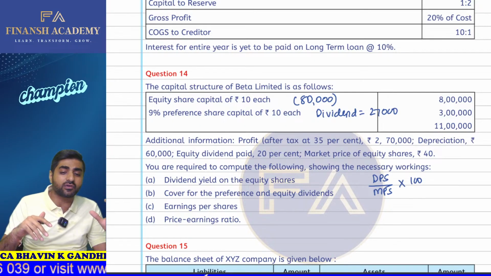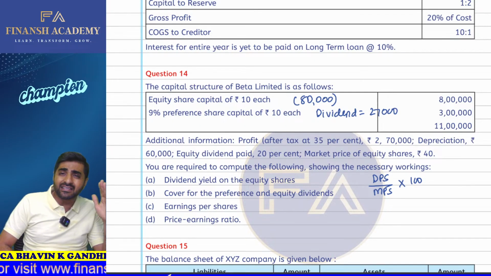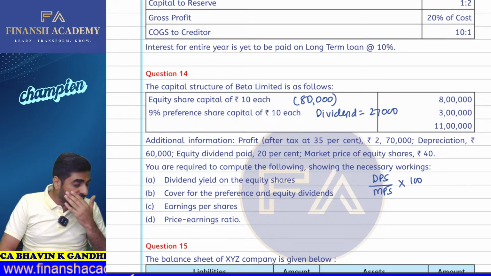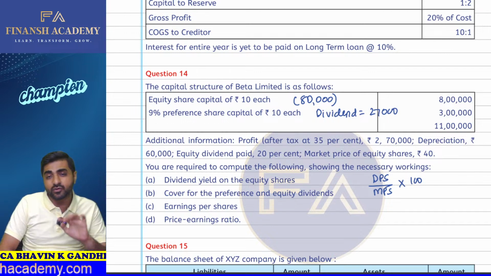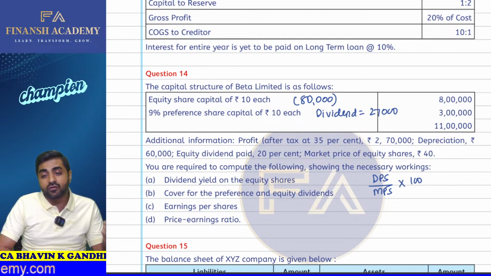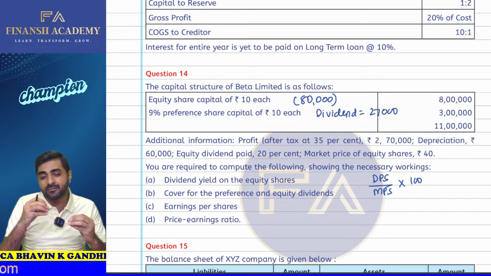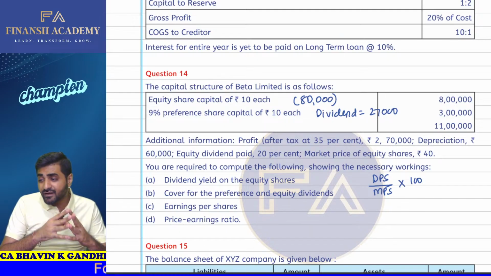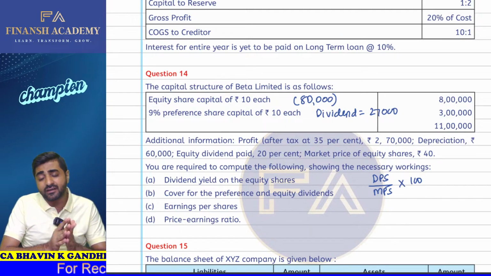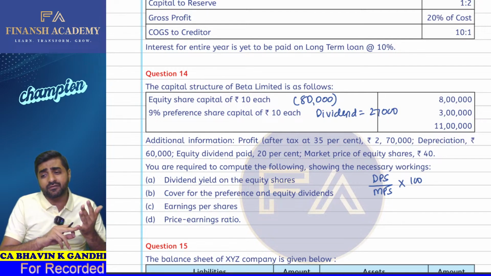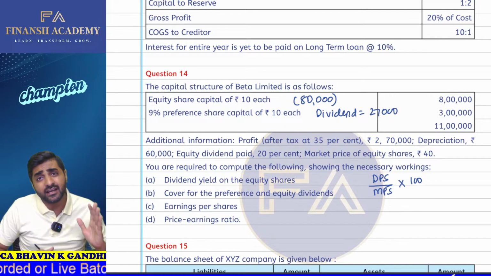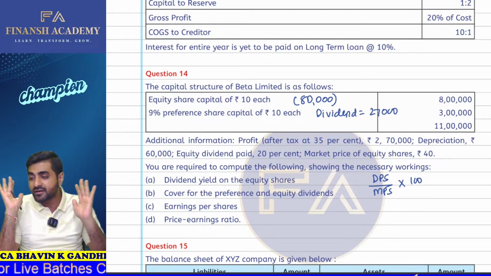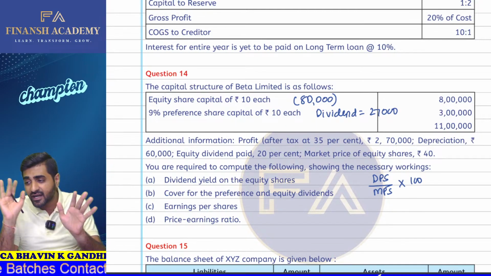The first thing you have to calculate is the dividend yield on equity shares. It can very easily be calculated by taking DPS upon MPS into 100. Yield means returns, so we need market price per share and dividend per share. Whenever we talk about dividend yield, which dividend are we talking about? Equity, preference, or both? Answer: it's only equity. Dividend yield deals only with your equity dividend and not your preference dividend at all.